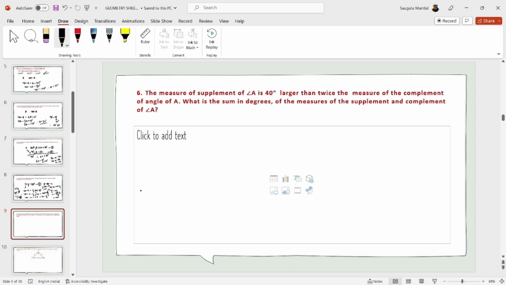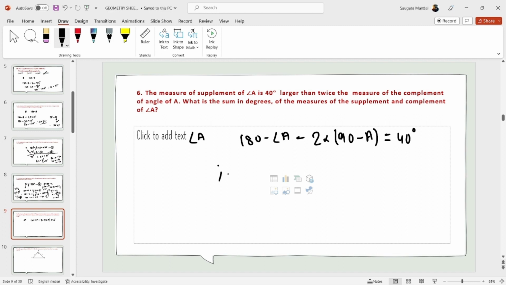Now move on to the next question. The measure of supplement of A. Let the original angle be A. And what is the supplementary angle of A? 180 degree minus A. The measure of supplement of A is 40 degree larger than twice the measure of the complementary angle of A. The complementary angle of A is 90 degree minus A, and it is equal to 40 degree.